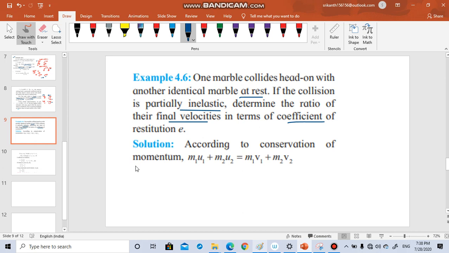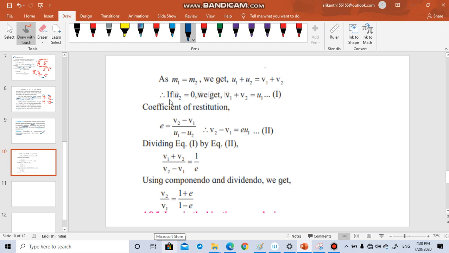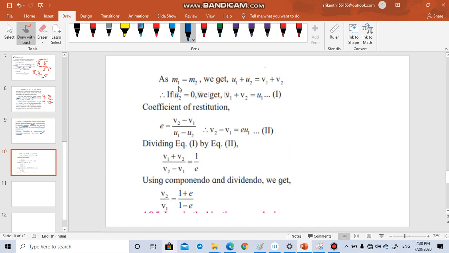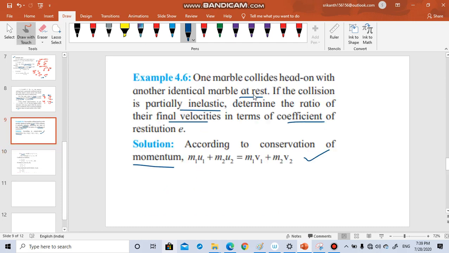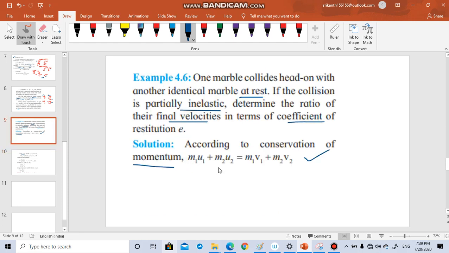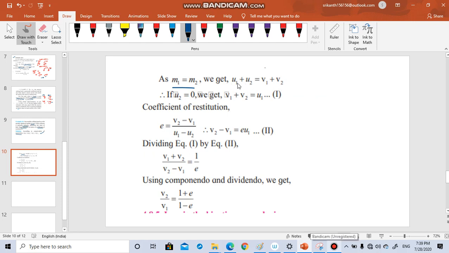So the first condition is conservation of momentum, so you can very well write this equation. Identical marbles means m1 is equal to m2, and u2 is equal to 0 because it is at rest. So if you put m1 equal to m2, all the m1 and m2 will be cancelled. You will be left with u1 plus u2 is equal to v1 plus v2. Now u2 is equal to 0, so you get u1 is equal to v1 plus v2.